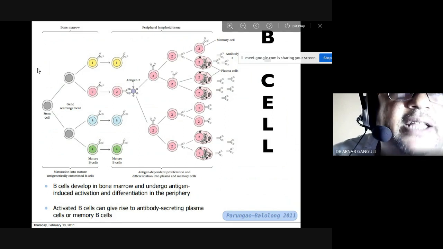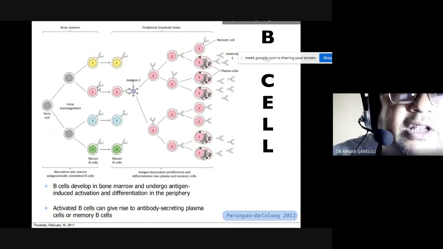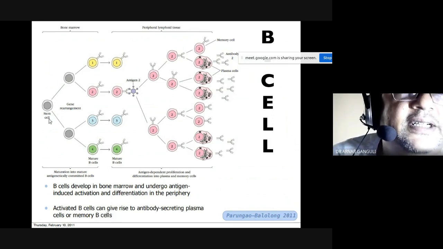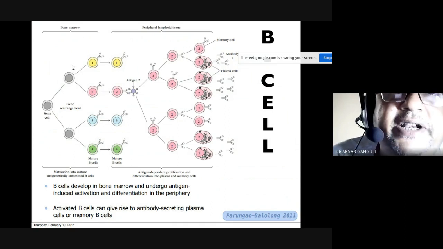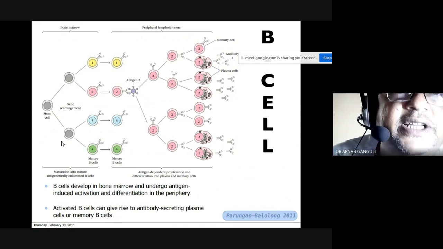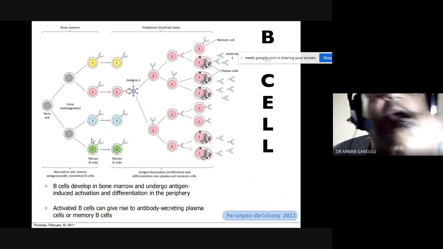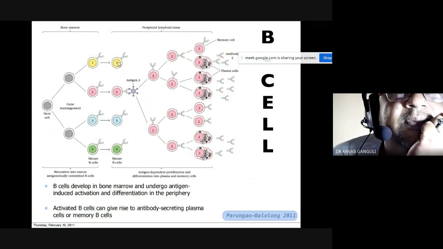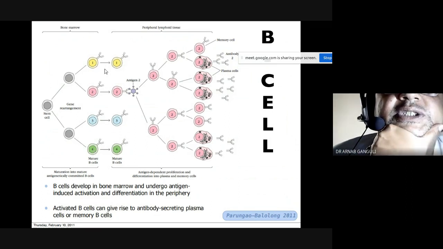All these steps take place inside the bone marrow. Gene rearrangement, VDJ, everything happens over here. Then you have four types of mature B cells formed, with four immunoglobulins. Then in the peripheral tissue, this is produced.